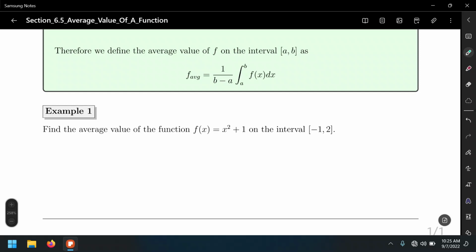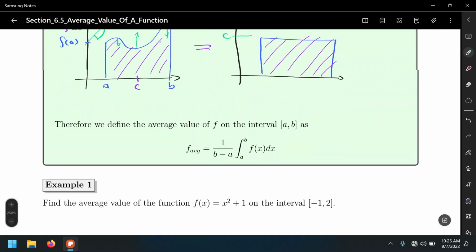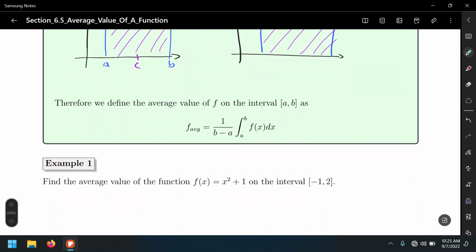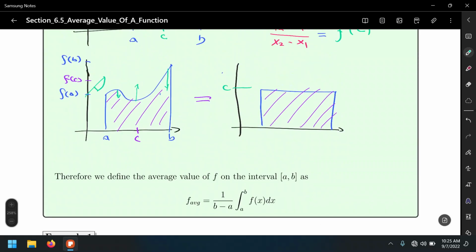Question. The f of c? This one? Oh, that's the value that we will find that actually will be the final answer. So once we look at the example, we can relate that c with... oh yeah, I see, yes. So let's call this number f average. Yeah, I see what you mean. Let's call it f average, right?